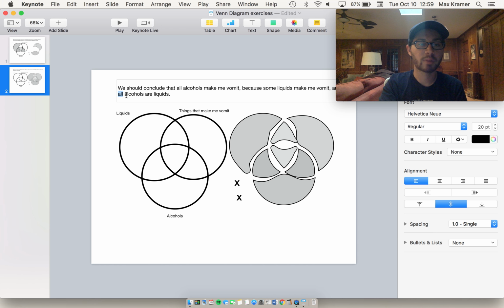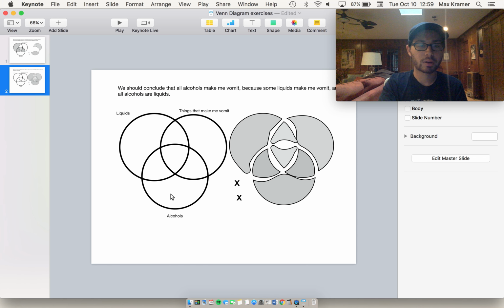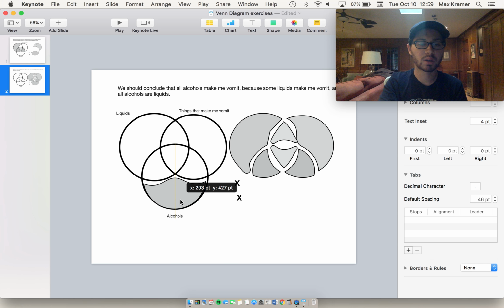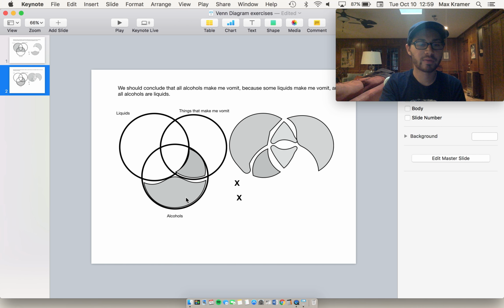So we're going to represent this statement that all alcohols are liquids. We've got alcohols here, liquids here, and we're going to make sure that everything that's in the alcohol circle is pushed into the liquid circle, which means we're going to blot out that part, right? Because now everything that's going to be in this alcohol circle has to be in this intersection where it's also in the liquid circle.